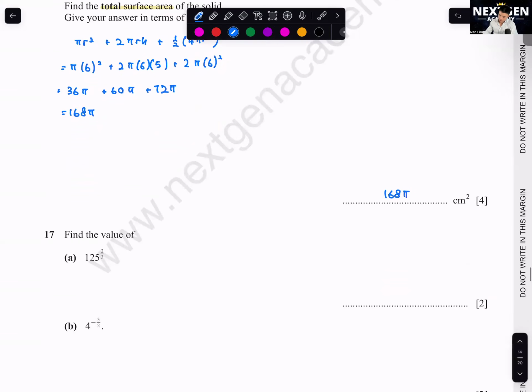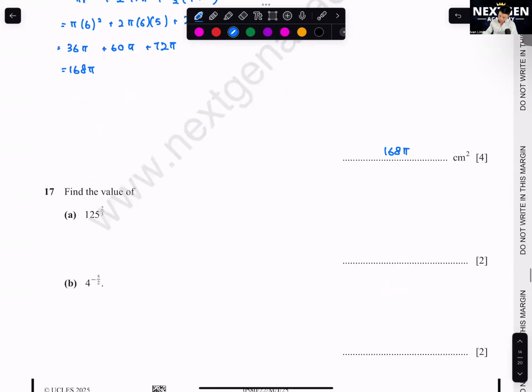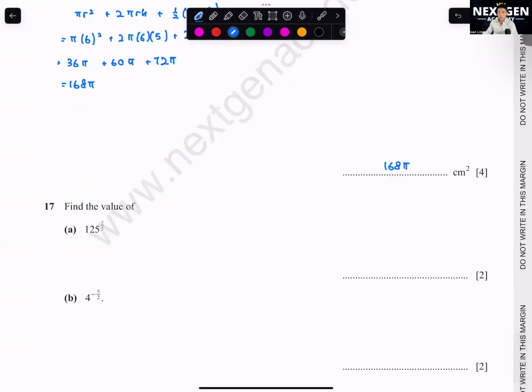Okay, let's go to the next one. 17. Find the value 125 to the power of... Which one?